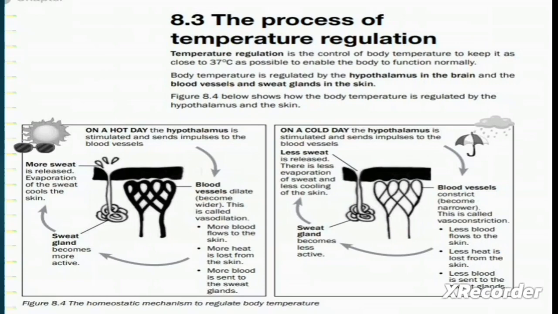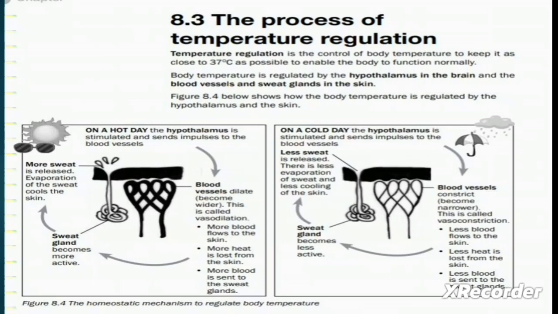More blood flows to the skin, more heat is lost from the skin, more blood is sent to the sweat glands, and sweat glands become more active, more sweat is released. Evaporation of the sweat cools the skin.